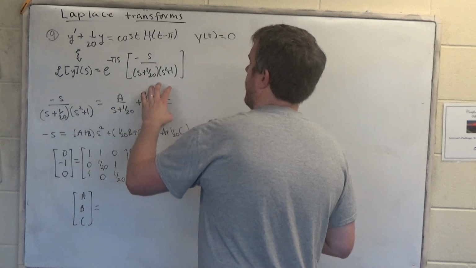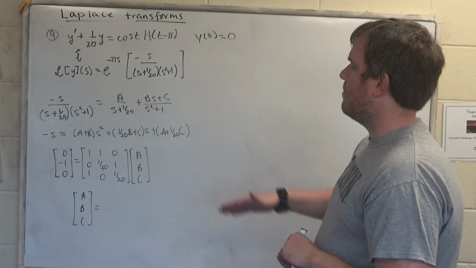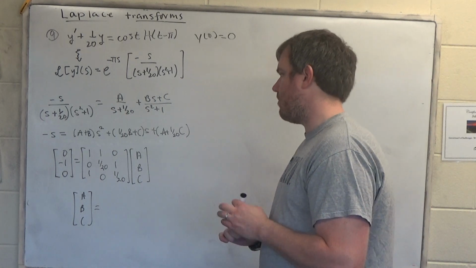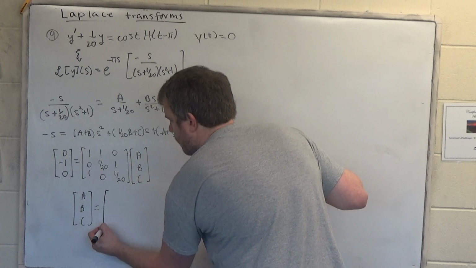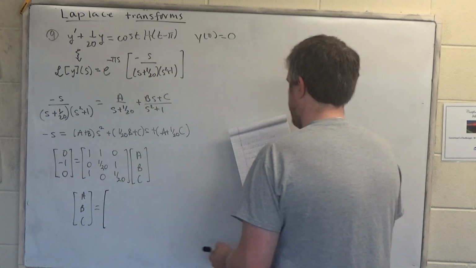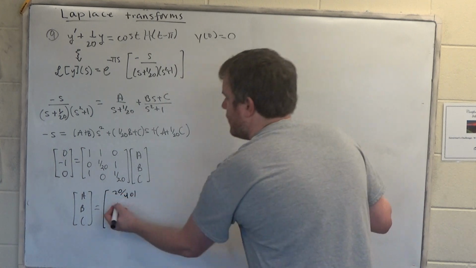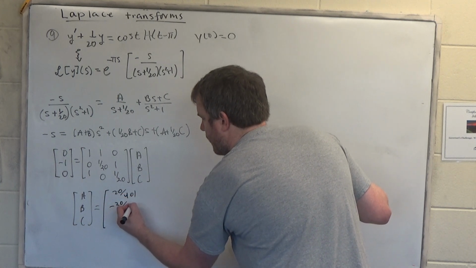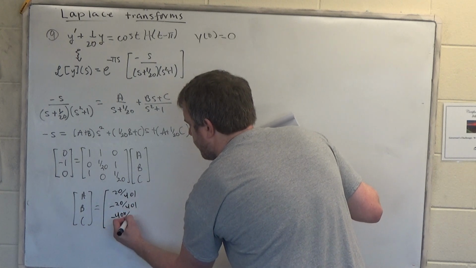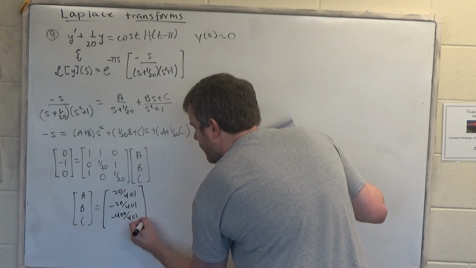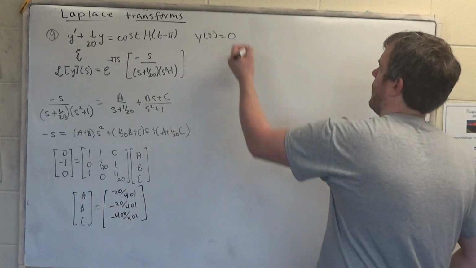We set up our partial fractions for the rational function on the inside of the brackets. We multiplied stuff out. We were using our matrix to solve. And what we get is a should be 20 over 401, b should be negative 20 over 401, and c should be negative 400 over 401. So we just get some messy fractions. That's okay.